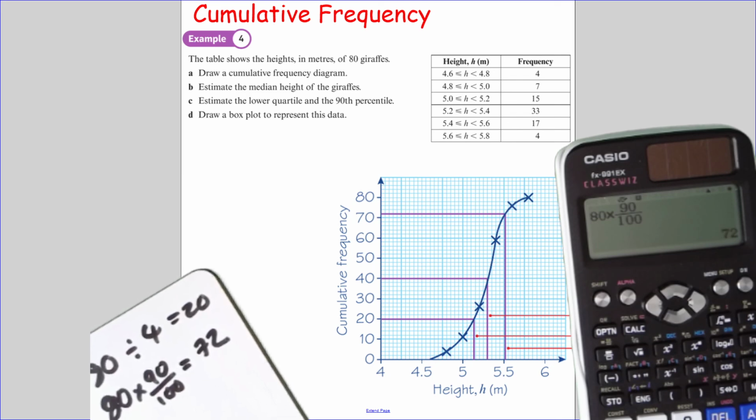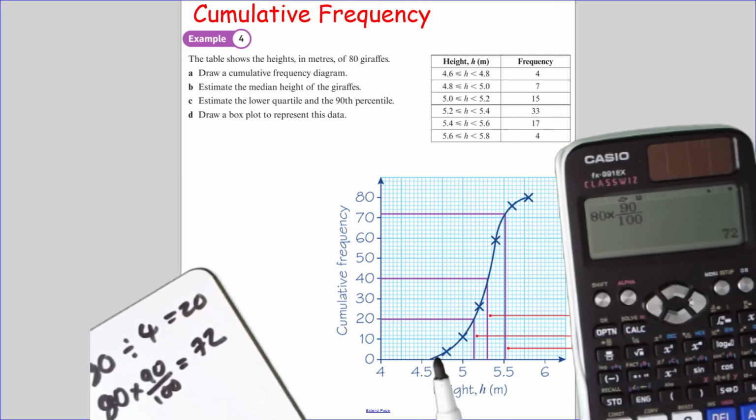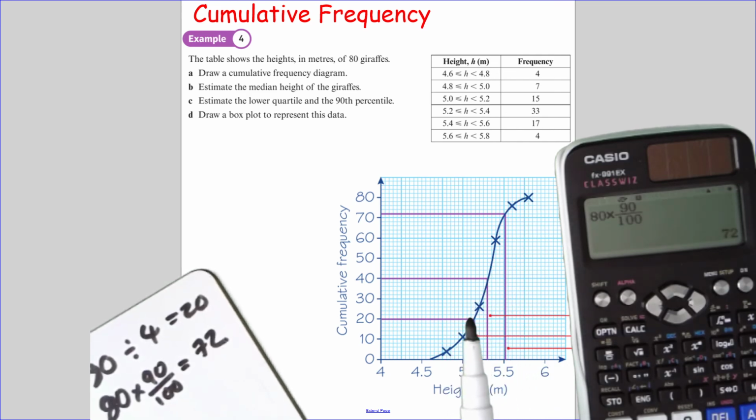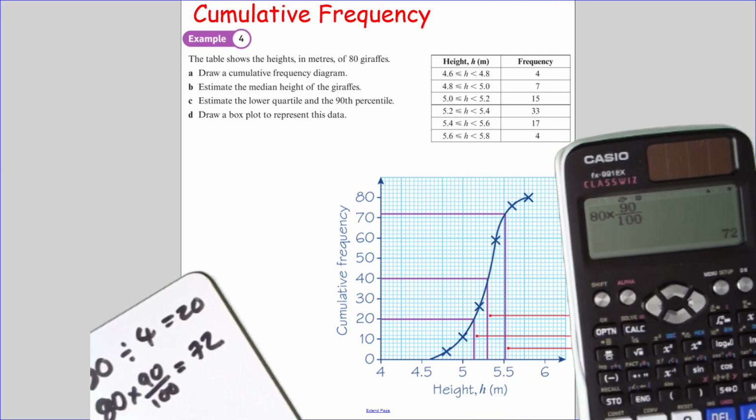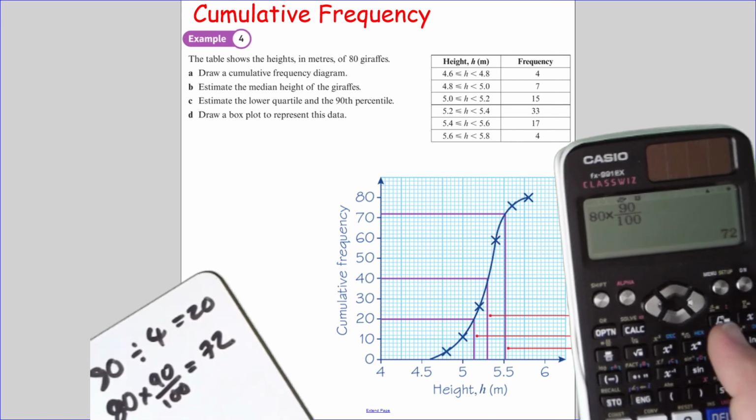We could then use our quartiles to draw a box plot for this data because we've got the lowest value, which is down here, the highest value, which is up here, and we've got our quartiles. So we've got our lower quartile, we need to work out our upper quartile, which would be from 60, and then we've got everything we need to draw a box plot.